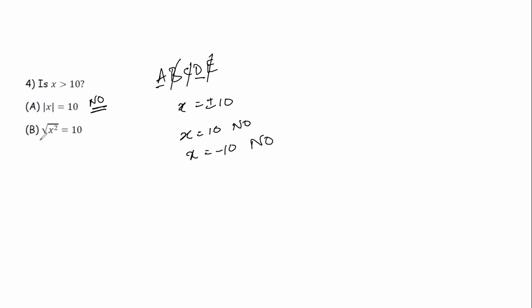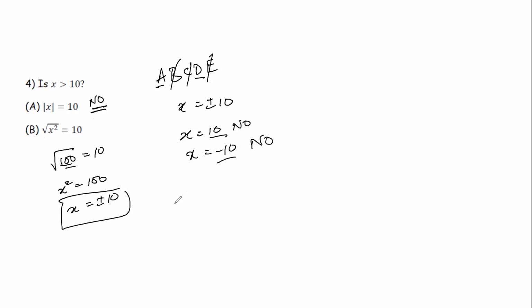Correct? Now, root of x square is equal to 10. So we know that root of 100 is equal to 10. So x square takes the place of 100, right? So x square is 100. So x is plus minus 10. Out here, we have again a no situation. Is plus 10 greater than 10? No. Is minus 10 greater than 10? No. So each individually is saying a definite no. So D is the answer. 4D. Got it?